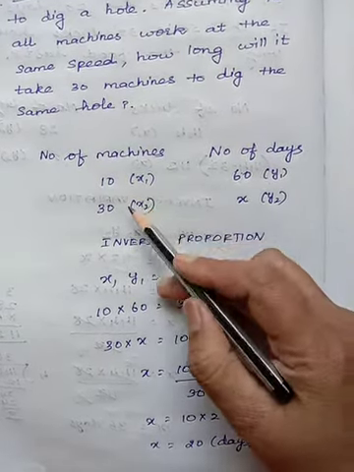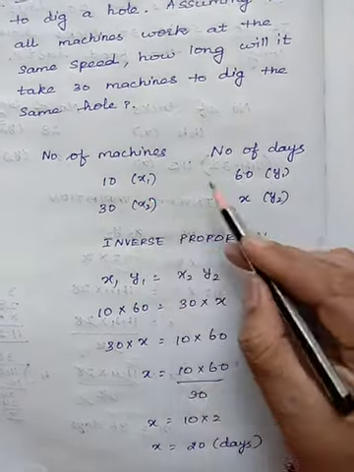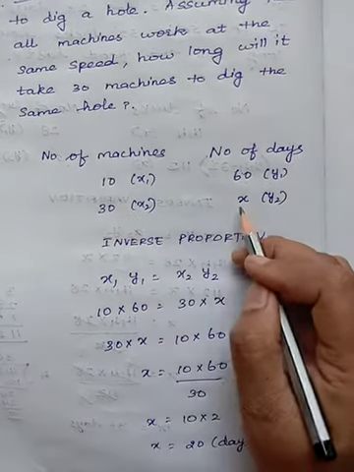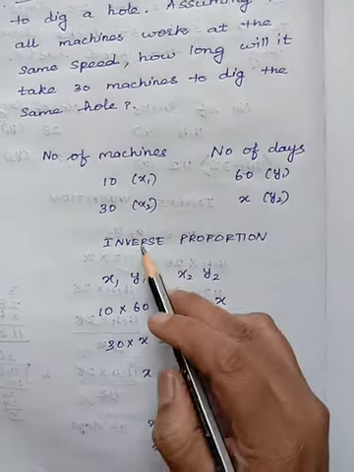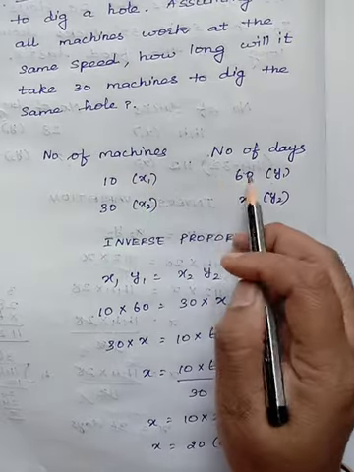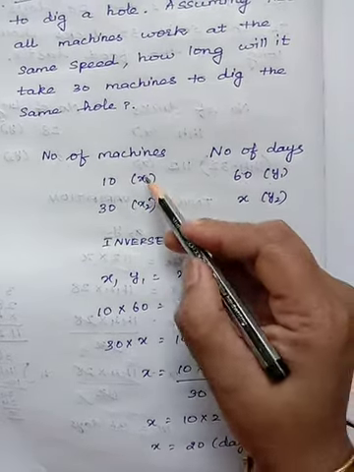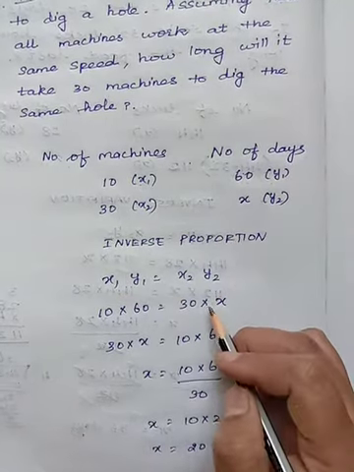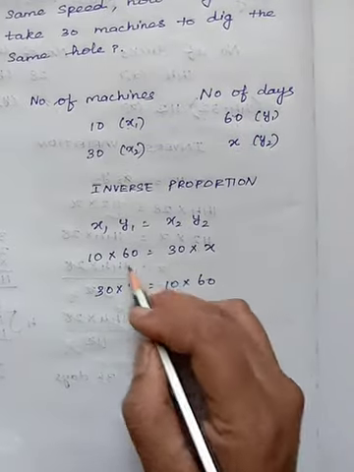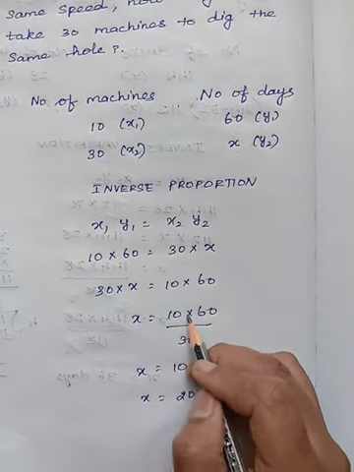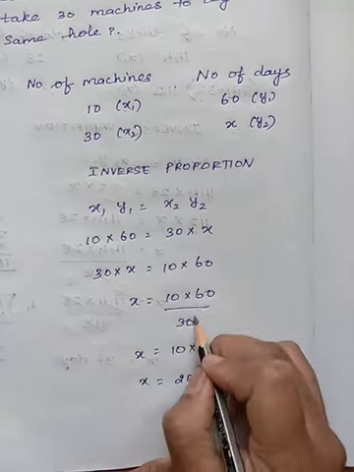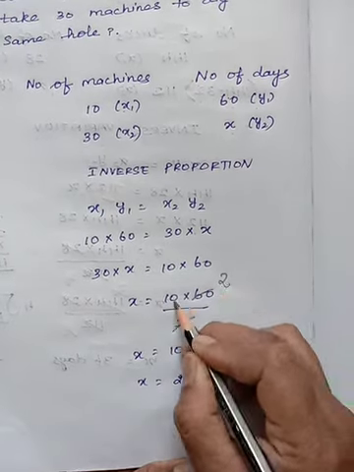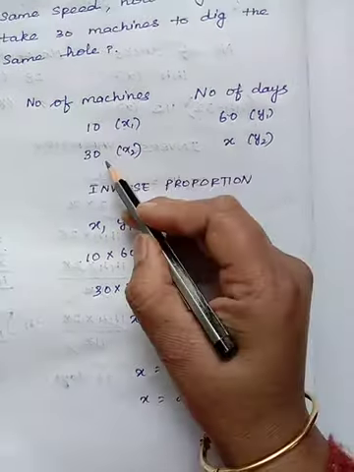Fewer machines, fewer days would be direct. But here 10 machines can do the work in 60 days, so 30 machines will finish it sooner. So it is an inverse variation. The formula is x1 into y1 equals x2 into y2. So 10 into 60 equals 30 into x. 30 into x equals 10 into 60. X equals 10 into 60 divided by 30. 30 divides 60 two times. 10 into 2 is 20. So 30 machines will finish the work in 20 days.